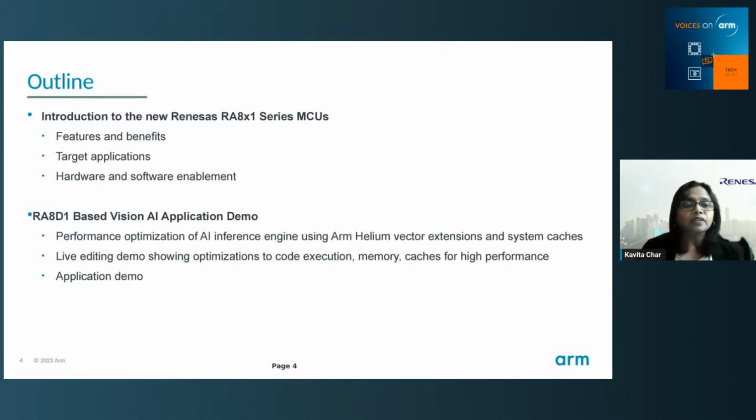I will start off with an introduction to the new Renesas RA8 X1 series MCUs. I will talk a little bit about the features and some of the benefits that these bring to our customers. I will also touch on some target applications as well as hardware and software enablement for these devices. In the second section, my colleague Jorhos will go through a Vision AI demo based on the RA8 D1 MCUs. He will talk about some of the optimizations to the inference engine based on some of the technologies that we are bringing with these new devices. He will also have a live editing demo and then the actual application towards the end.